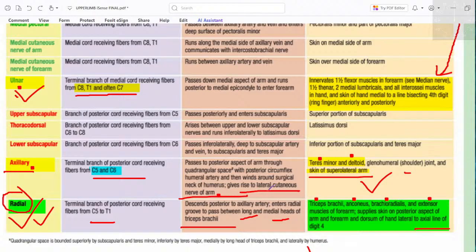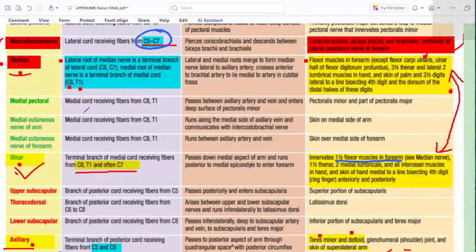Ulnar nerve and median nerve. Radial nerve is radial. I remember radial R for royal, and royal is like the king of the back. So ulnar nerve innervates half of the flexor muscle in the forearm.